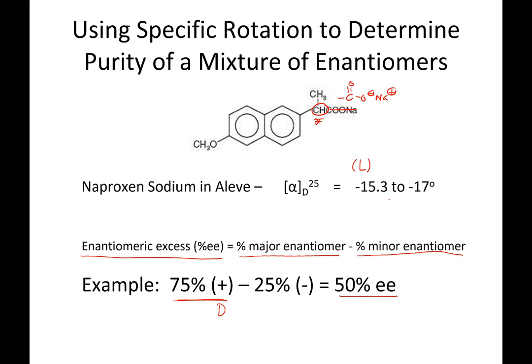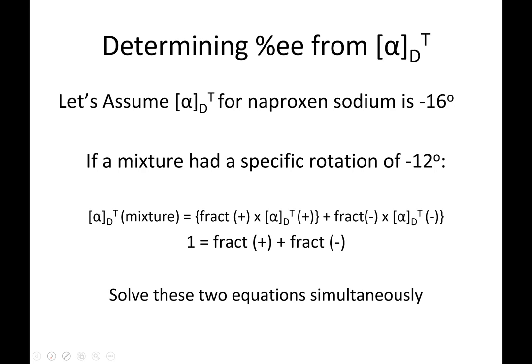Okay. So the enantiomeric excess can be used, although it's not nowadays. It could be used to determine the percentage of enantiomers in a mixture. For example, let's assume that the naproxen sodium is minus 16, somewhere between minus 15 and minus 17. And let's say I had a mixture that rotated minus 12. How do I determine the percentages of the two components?